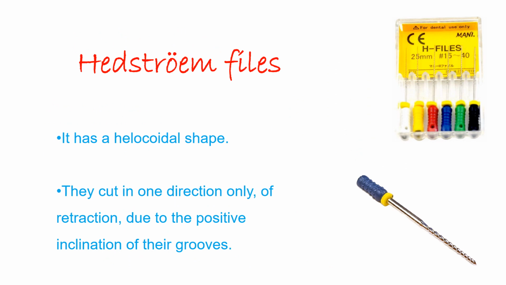Then there is the H file, which is also known as the Hedstrom file. It has a helicoidal shape and cuts only in one direction, that is the direction of pulling, the direction of retraction, because the flutes have a positive inclination. So they have this type of shape. This H file is quite different from K files. It only cuts in one direction, when you pull it, in the case of retraction.